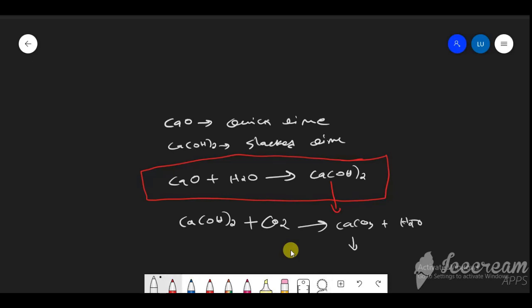And also, this reaction, adding water to quicklime, is an exothermic reaction. Here the temperature can be raised up to 49 degrees Celsius. That is why it is called an exothermic reaction.